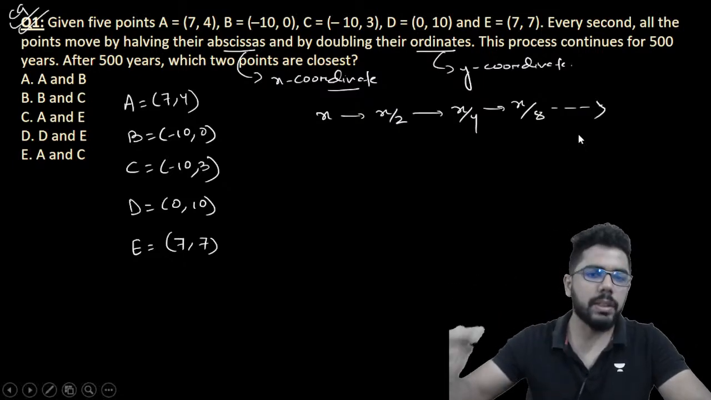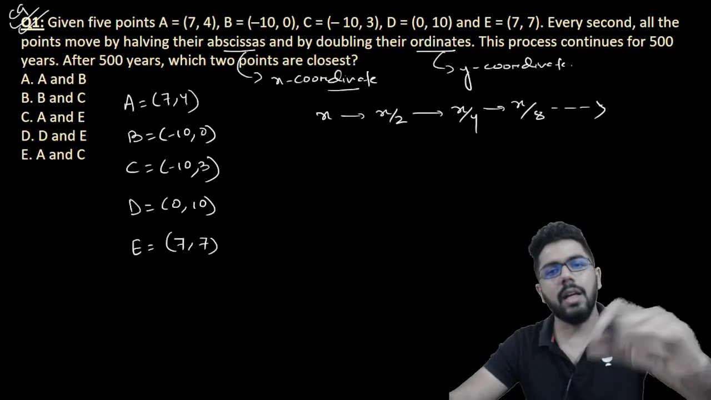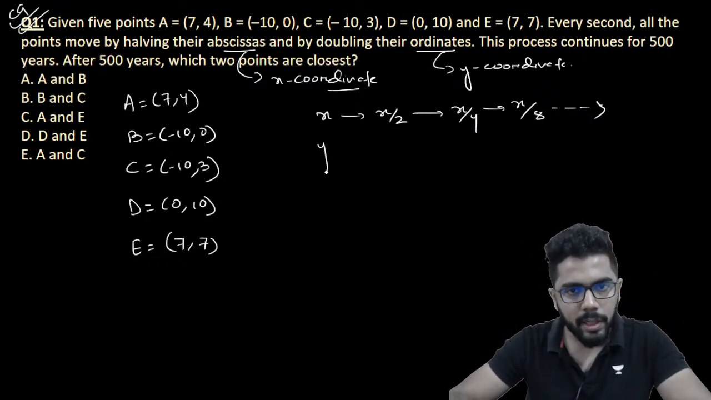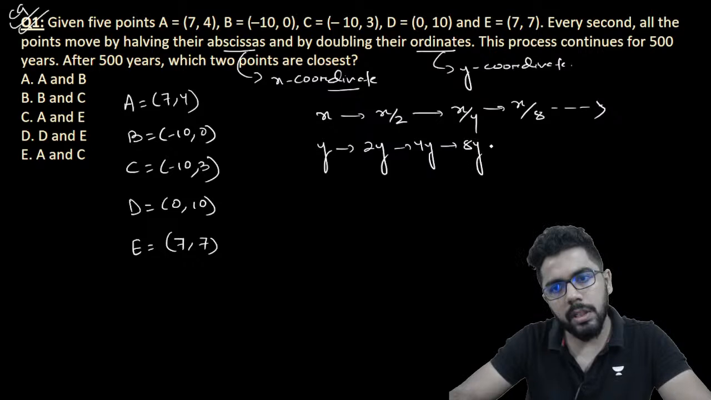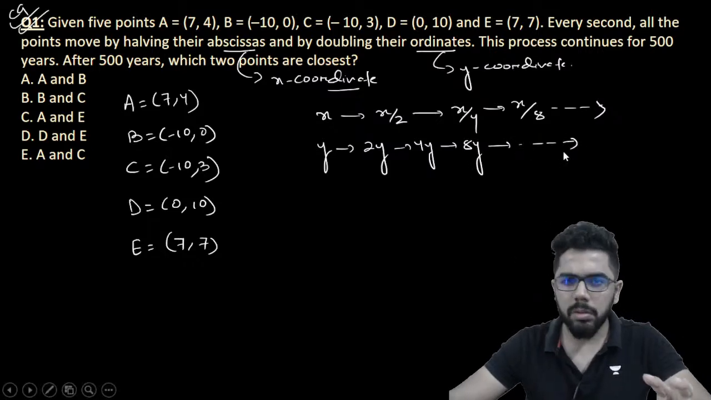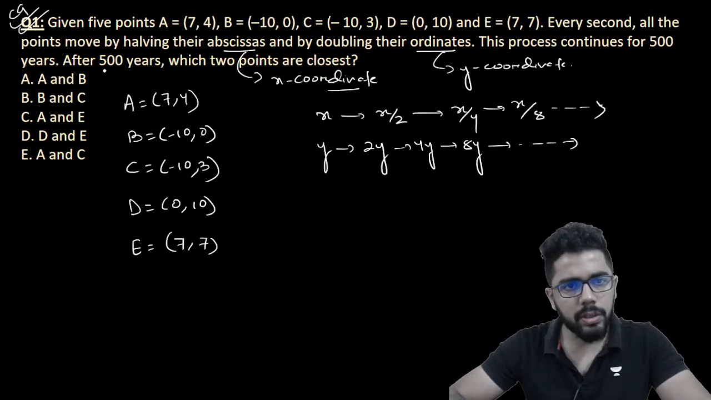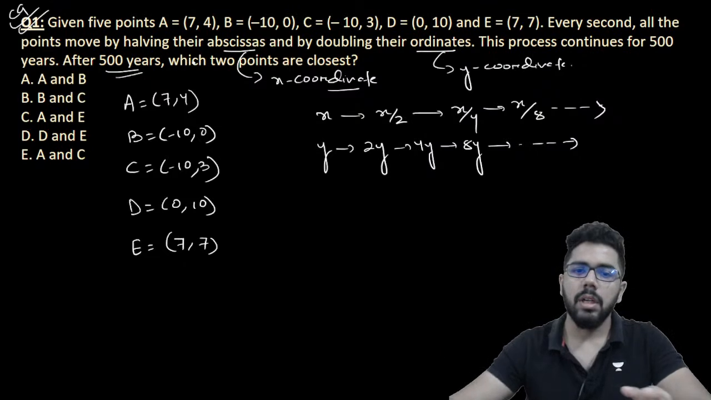The x coordinate is getting halved every second, again half, again half, again half. And the y coordinate is getting doubled. So 2y, then it becomes 4y, then 8y, and so on. Just think about this. Every second you are doing this, and you will do it for 500 years. Try and imagine the scale of it.